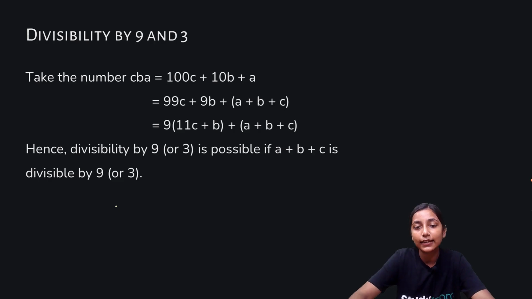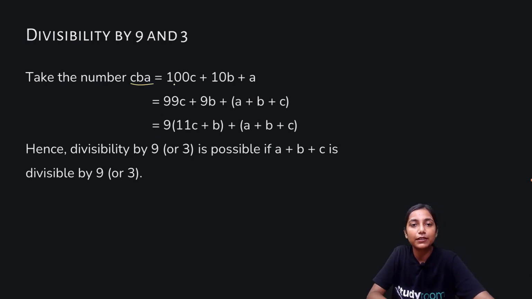So let's see it. If we have this number CBA, in the general form it is written as 100C plus 10B plus A.